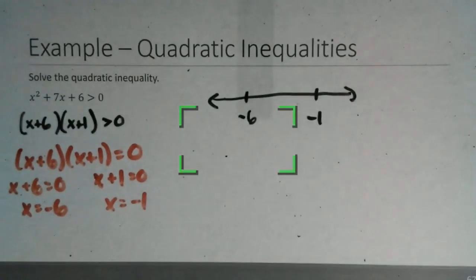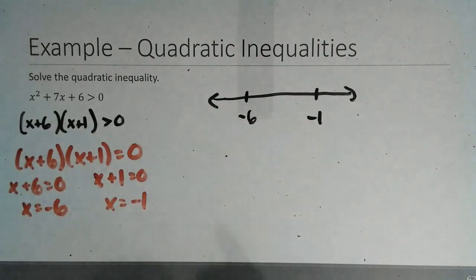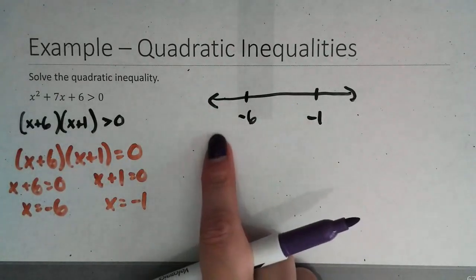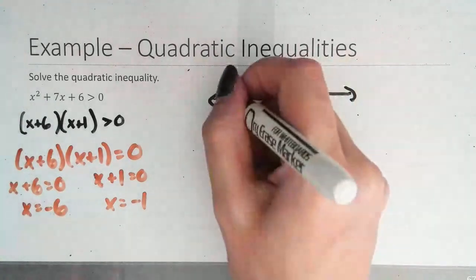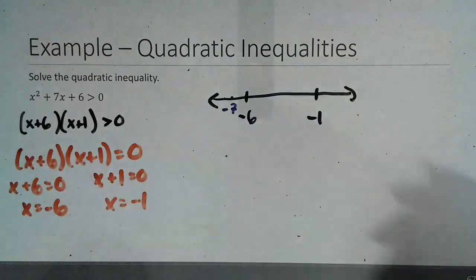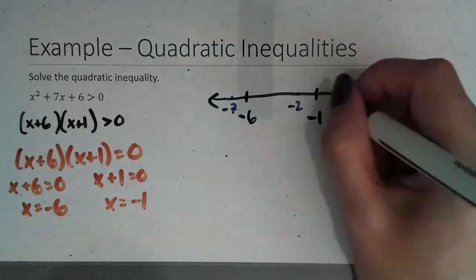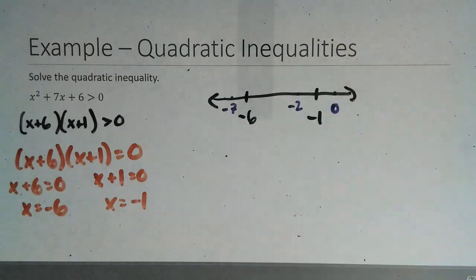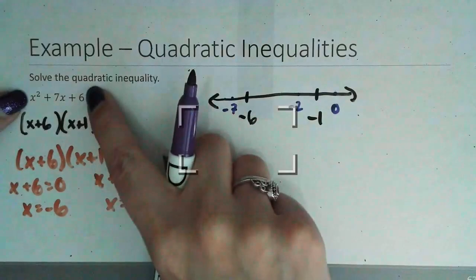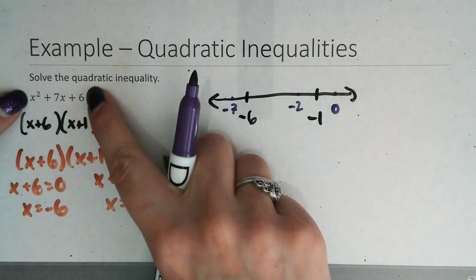I now need to use a test value in each of these sections. So something less than negative 6, I could use, say, negative 7, because negative 7 would be over here. Something between negative 6 and negative 1, I'm going to use negative 2. And then something greater than negative 1, I'll use 0. I'm going to plug in each of these test values into the inequality. And I just want to know whether this expression turns out positive or negative.